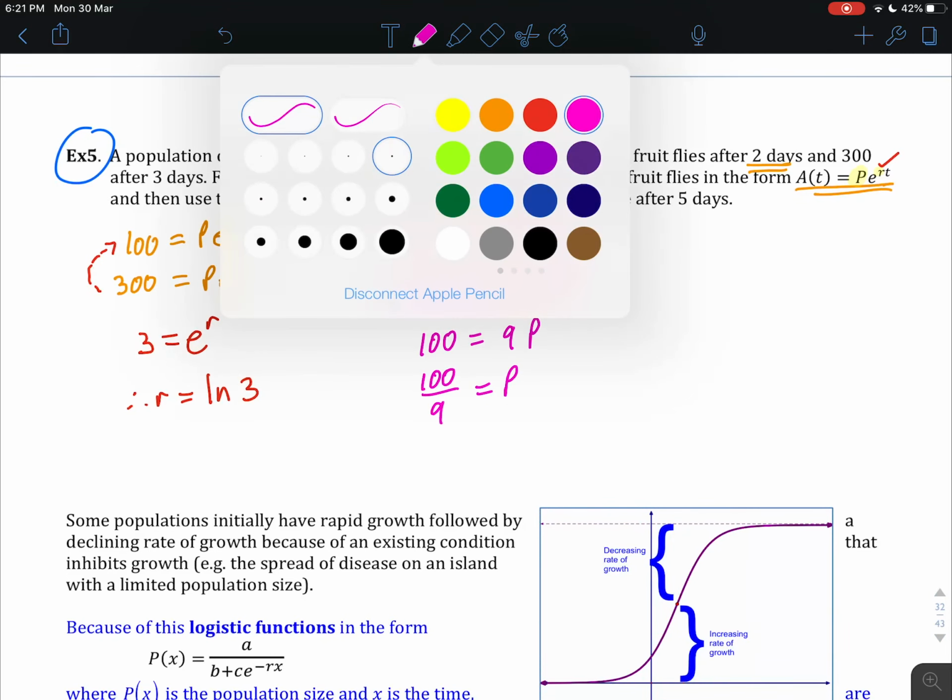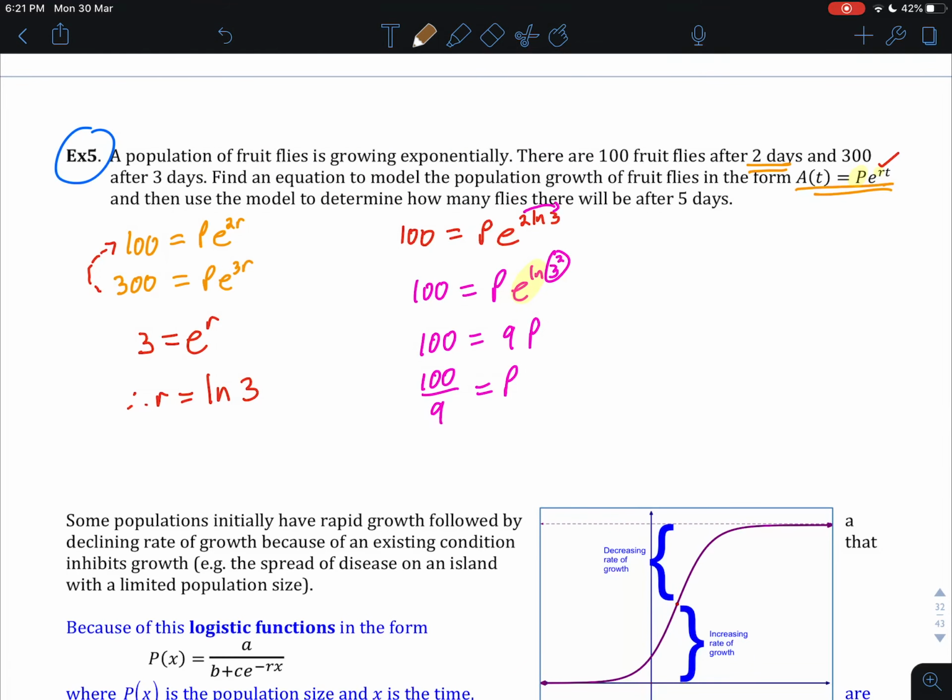Okay. And then the last step, of course, would be to actually answer the question, how many fruit flies will there be after 5 days? And so we're now saying A of 5. So A of 5, the amount after 5 days is 100 over 9 multiplied by e to the power of 5 for number of days multiplied by ln 3.